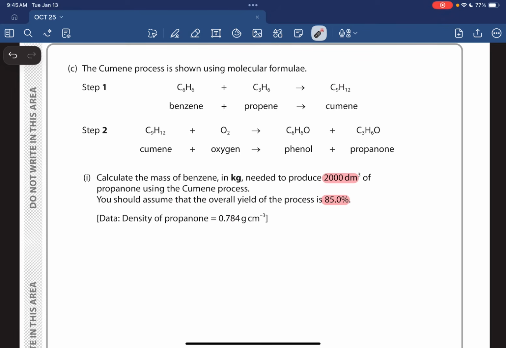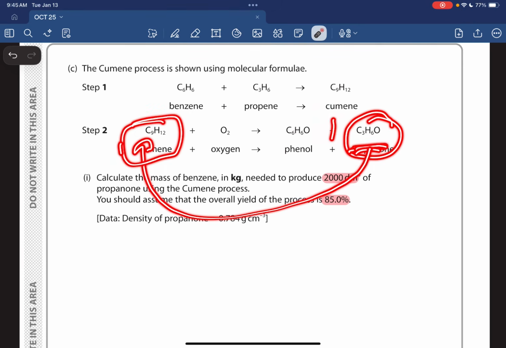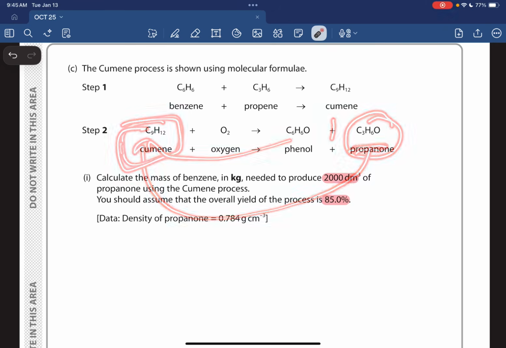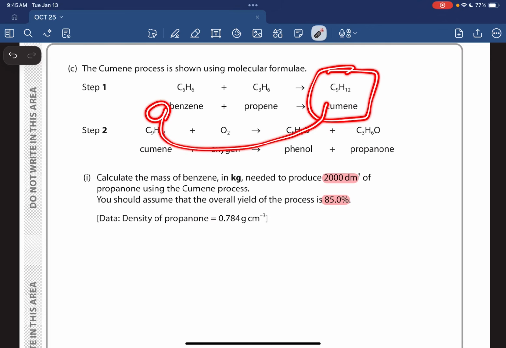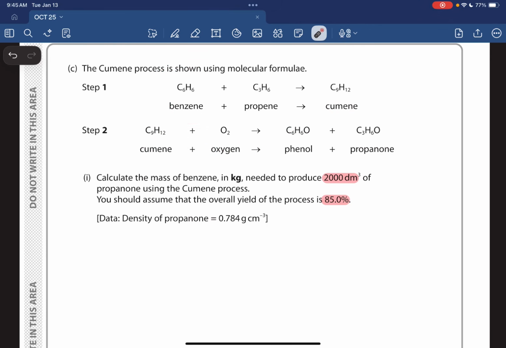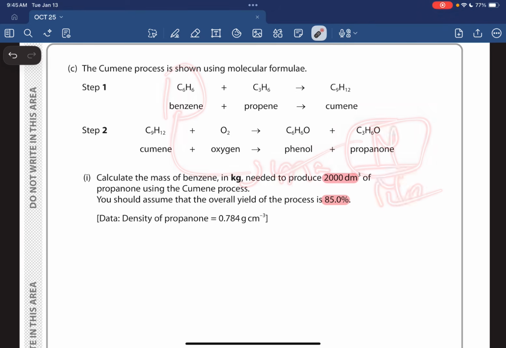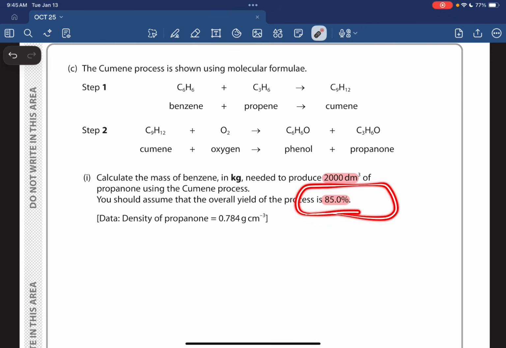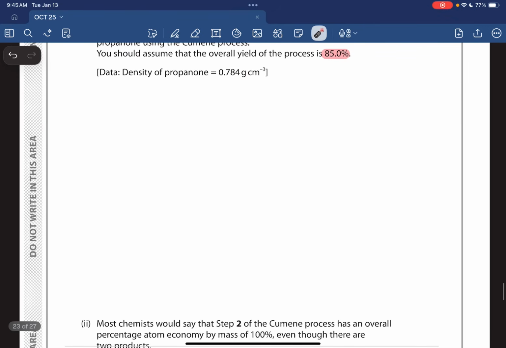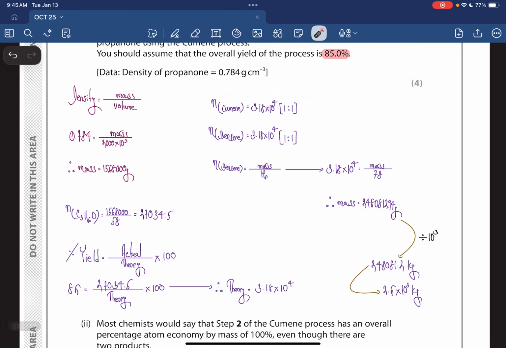figure out the moles of the propanone. If you have the moles of this propanone, you could figure out the moles of cumene by comparing the molar ratio. Then again compare the molar ratio with benzene. And if you have the number of moles of benzene, mass is moles times molar mass, so you could easily figure out the mass. Now, one thing you have to keep in mind is that 85% yield, okay? So the overall process would look something like this.